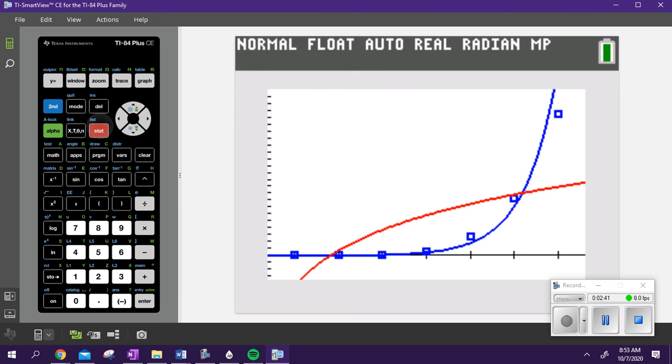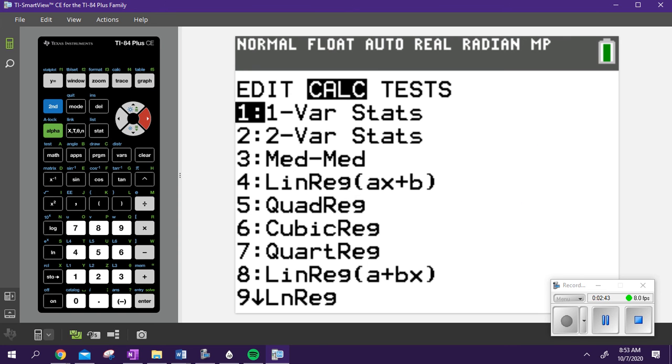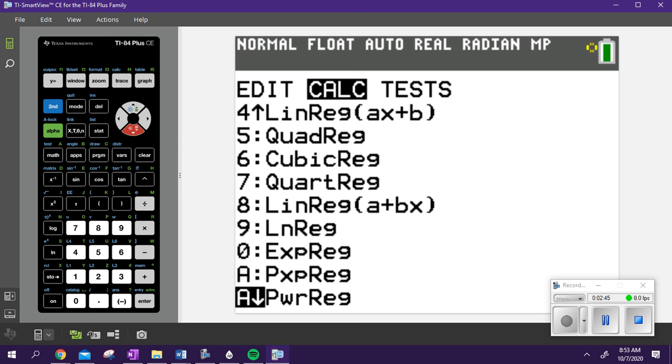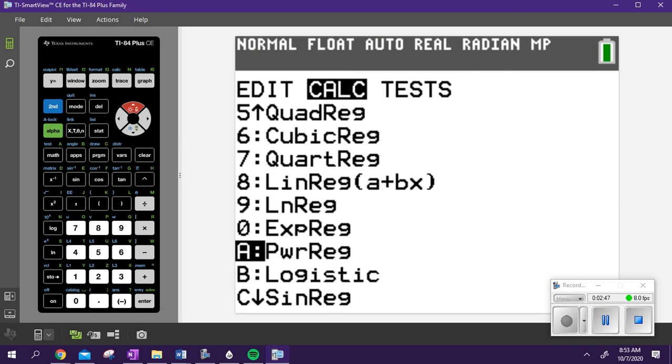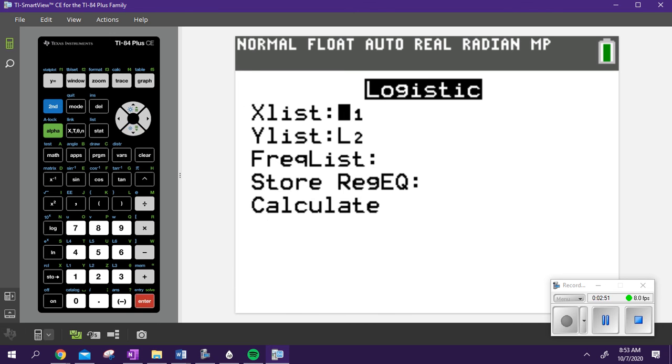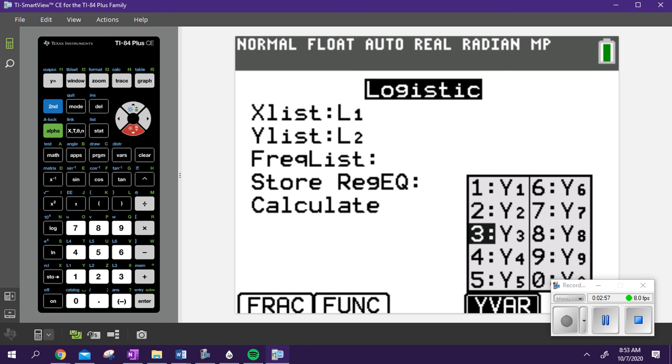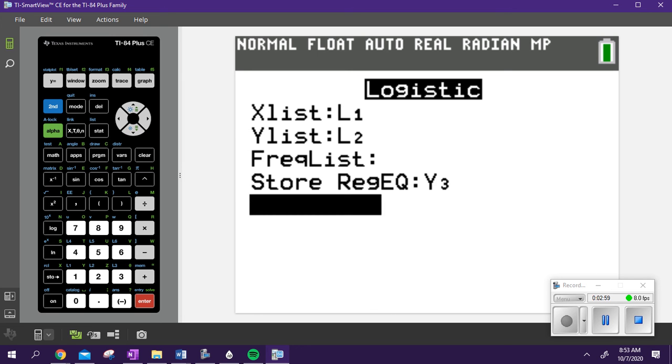Let's try one more. We're going stat, calculate, and we are going down to logistic. So we're going to go down to letter B here. We're going to store regression equation. Let's store this thing as alpha F4. Let's go to Y3. Down to calculate.